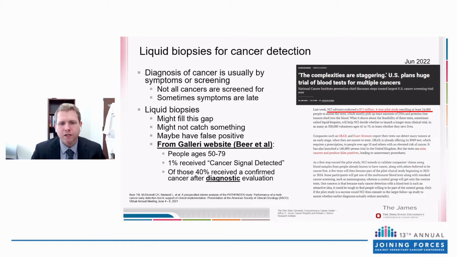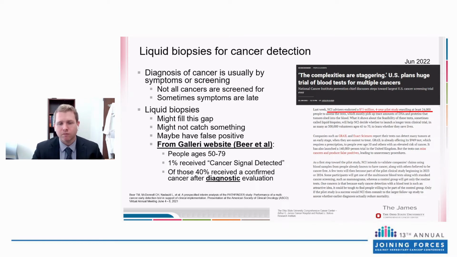So potentially the main hope for a liquid biopsy would be, can we detect a cancer really, really early? And we know that if we catch cancers earlier, we might be able to influence our opportunity to cure that cancer. So usually when we talk about cancer, diagnosis is made because somebody has symptoms or because we have an established screening test that can identify cancers early. It's important to understand that not all cancers are screened for. For instance, in my world, ovarian cancer does not have a good screening test.